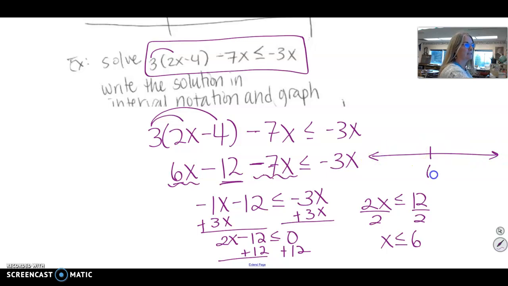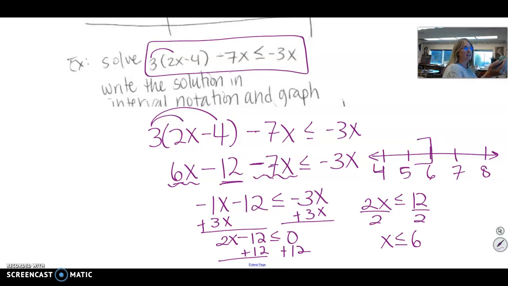So I'm going to put a 6 right in the middle here. And it always goes like a regular number line. It's going to go up. It's going to increase in values from left to right. And it's all the values less than or equal to 6. So I'm going to draw a square bracket because it's included.